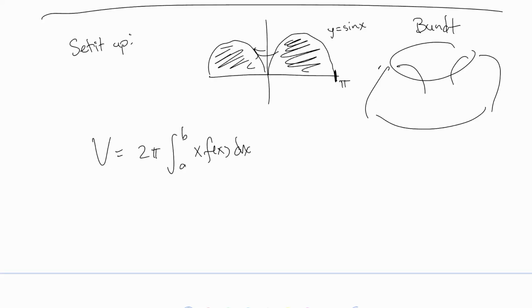0 and pi. Yeah, you want to go from the middle, or from the innermost edge, which in this case is just the middle, out to pi. So I'm going to use 0 and pi for the a and the b. And then x. And then f of x is just my function there, sine of x. All right? It is now set up.